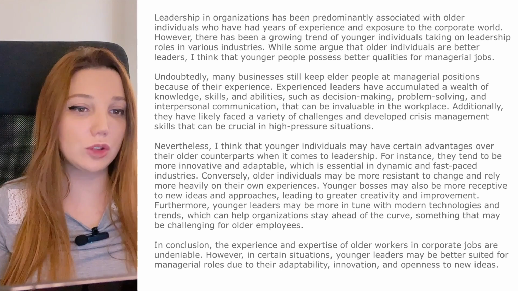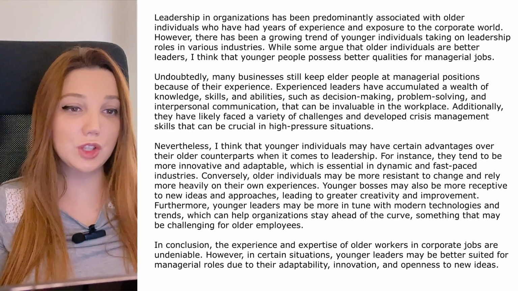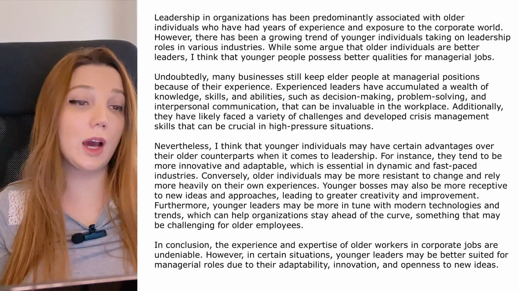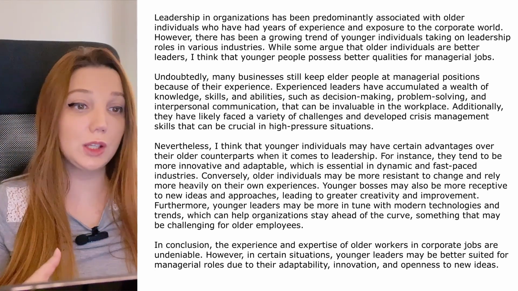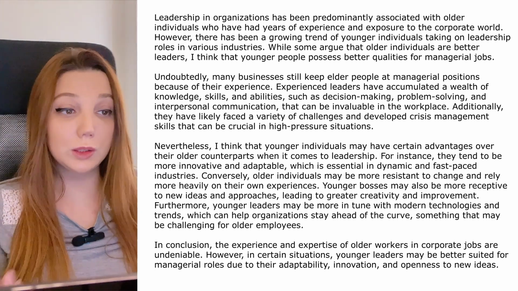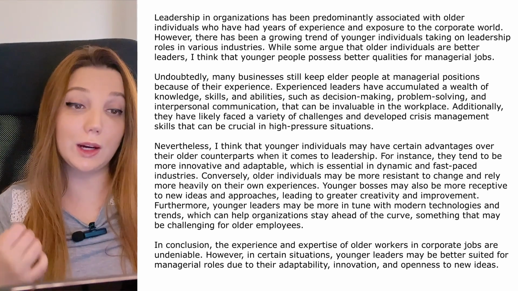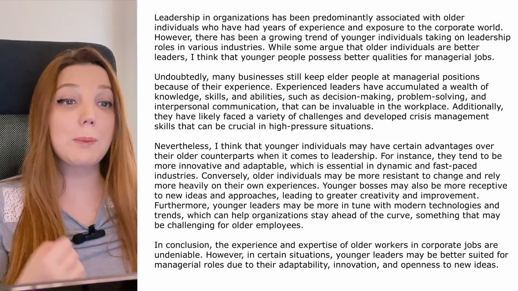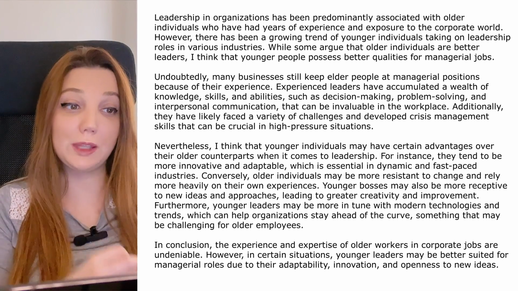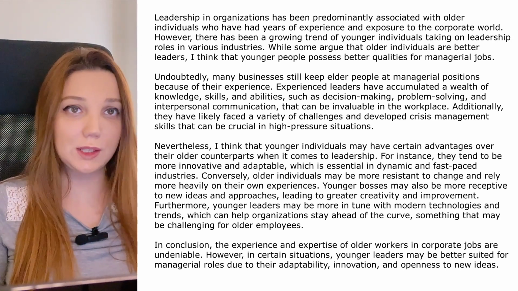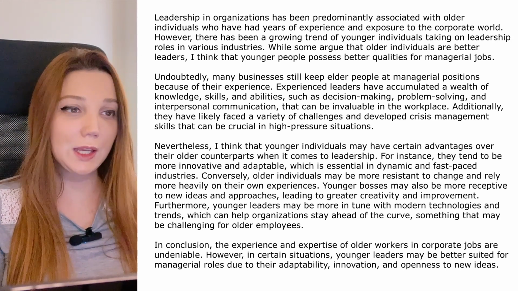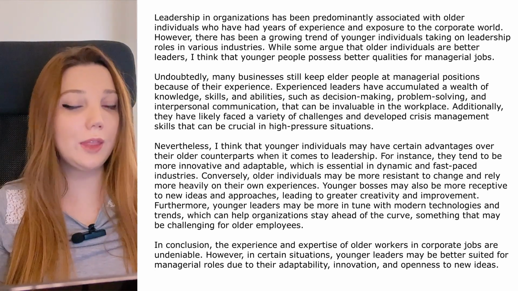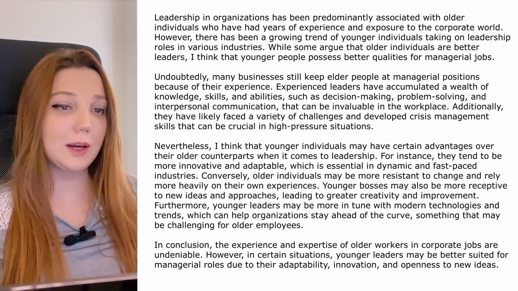So here I have my introduction. Firstly, I just paraphrase the topic, and then I write my own opinion, my position, that while some argue that older individuals are better leaders, I think that younger people possess better qualities for managerial jobs. So here you understand that I'm going to support young bosses. And then I write my first body paragraph.